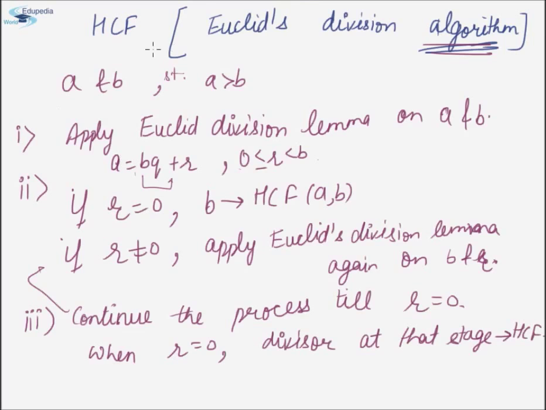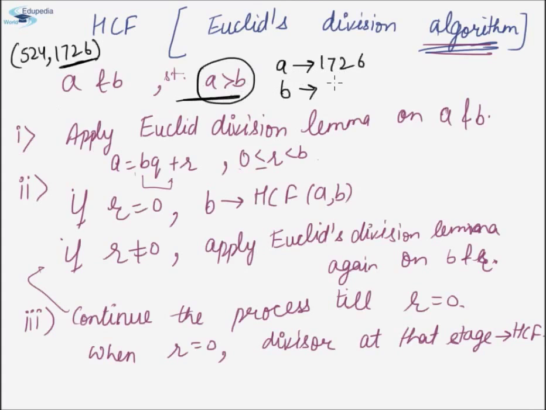Now let us understand this Euclid's division algorithm with the help of an example. Let us take two numbers as 524 and 1726. Now to decide which one should be A and which one should be B, let us check which one is greater. Clearly 1726 is the larger number. Therefore, according to this condition, A should be greater than B. So A, let us take it as 1726 and B as 524 according to our example.